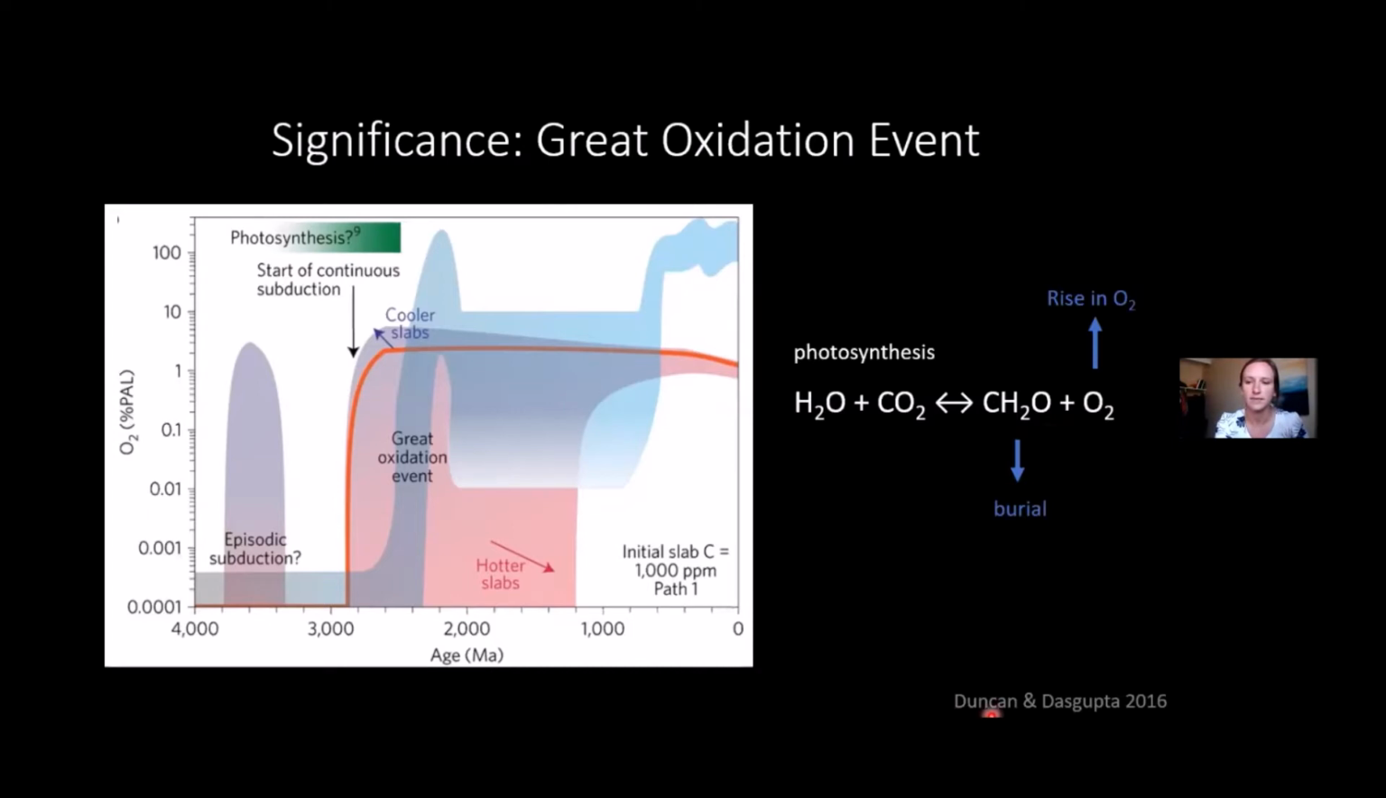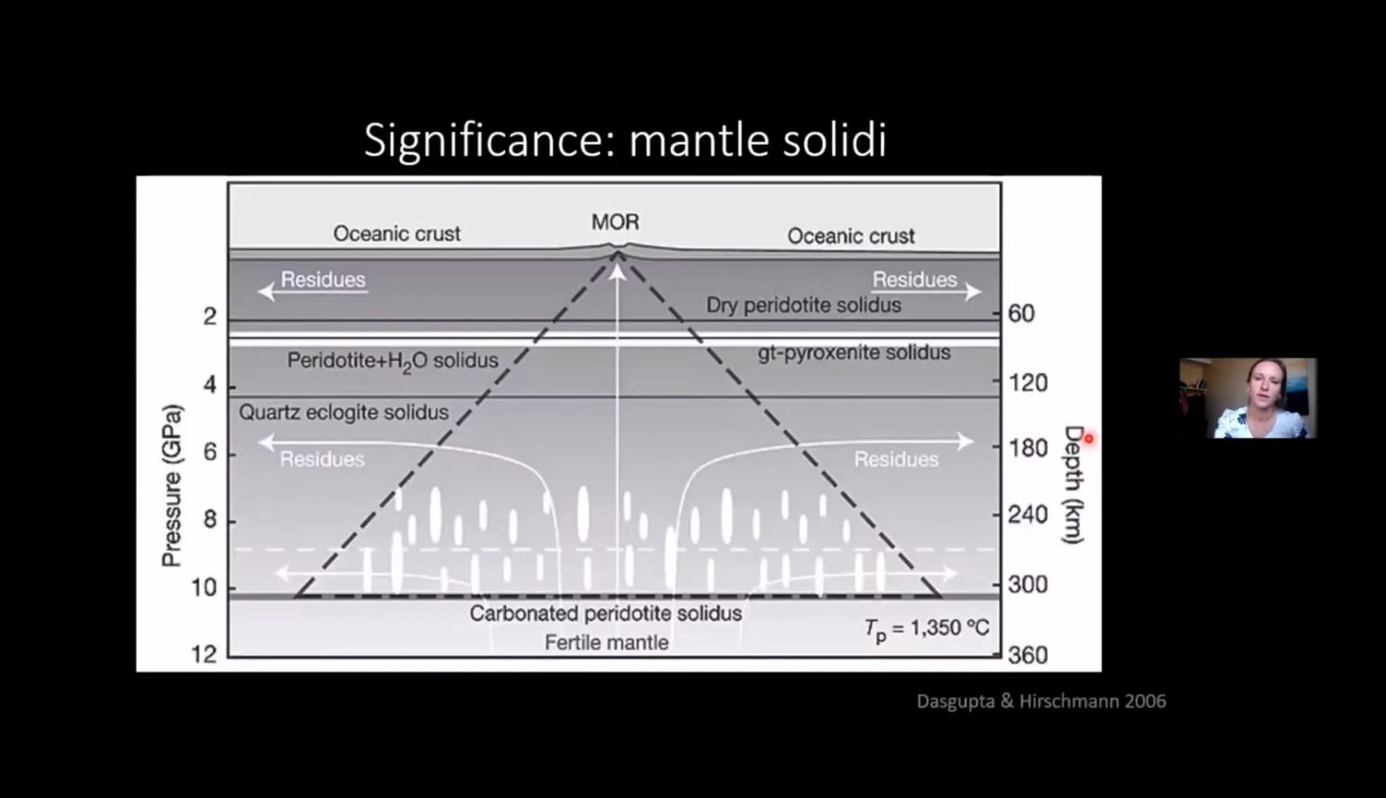And so what Duncan and Dasgupta in 2016 suggested is that perhaps the onset of subduction around this period of time may have allowed for the deep burial of reduced forms of organic carbon in order to facilitate this net increase in oxygen.